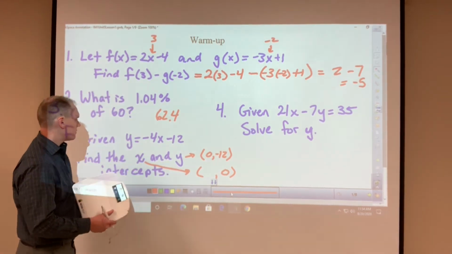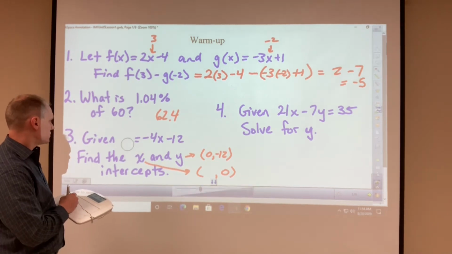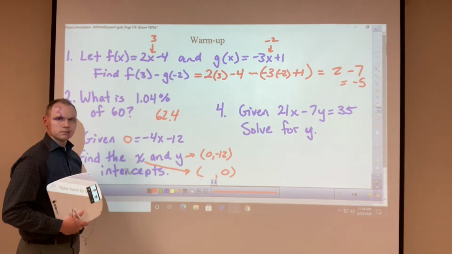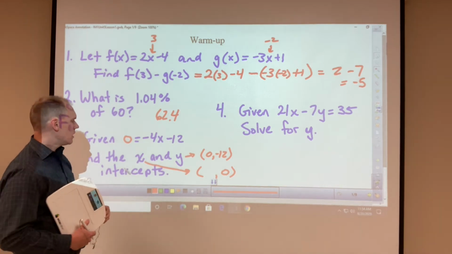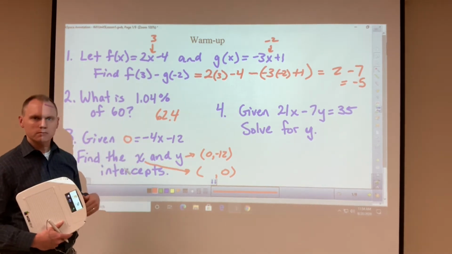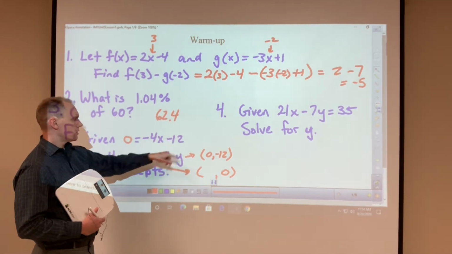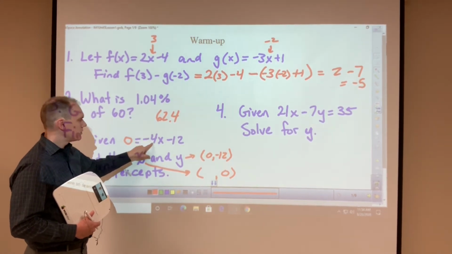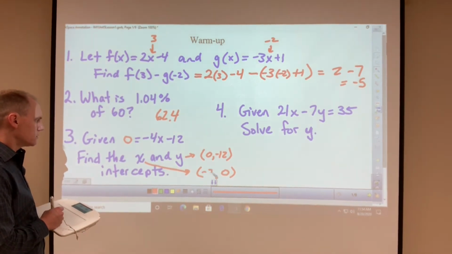Okay, so let's figure out what is the x value when y is 0. So let's just substitute 0 in for y, and let's figure out what x value makes that happen. Okay, so you could solve this. We've talked about solving equations, or you could just use inspection and try to figure this out. So we need this to be positive 12, right? So that 12 minus 12 is 0. So negative 4 times what gives us positive 12, and that's going to be negative 3.